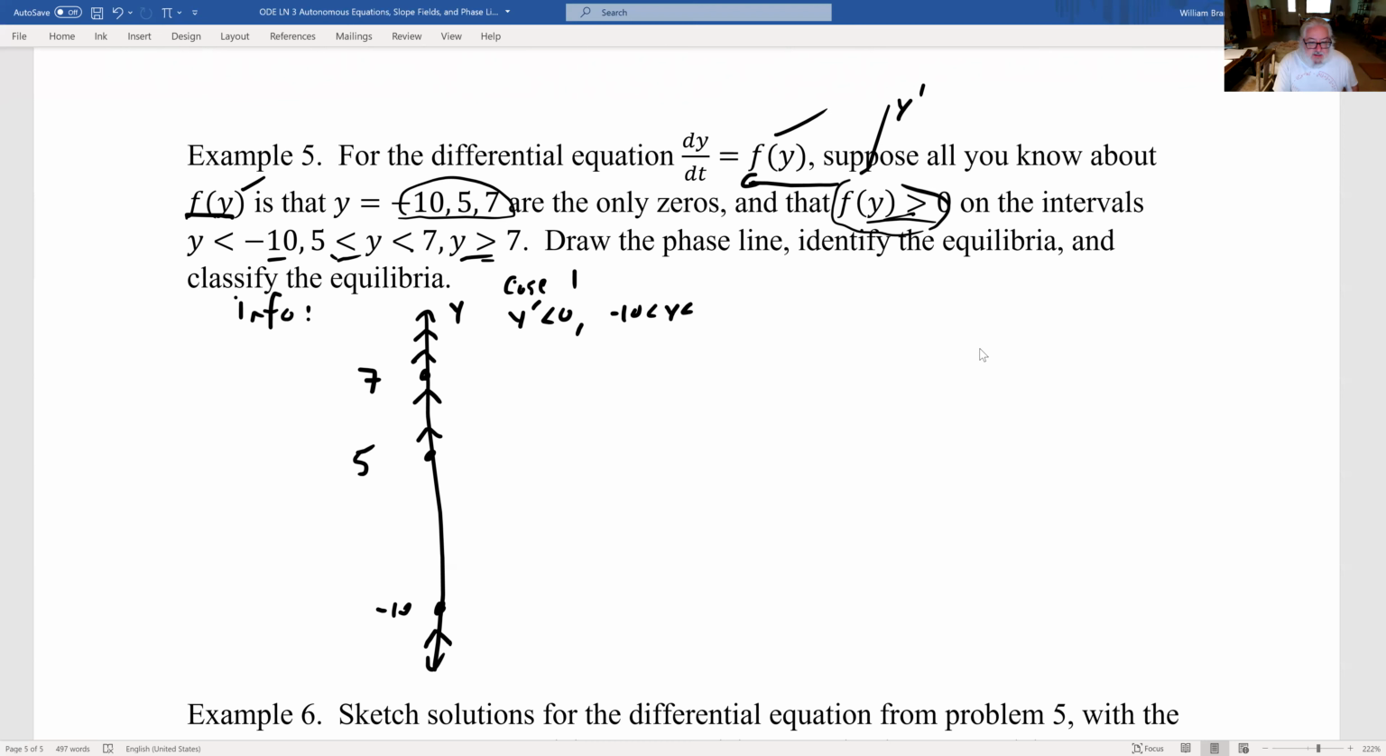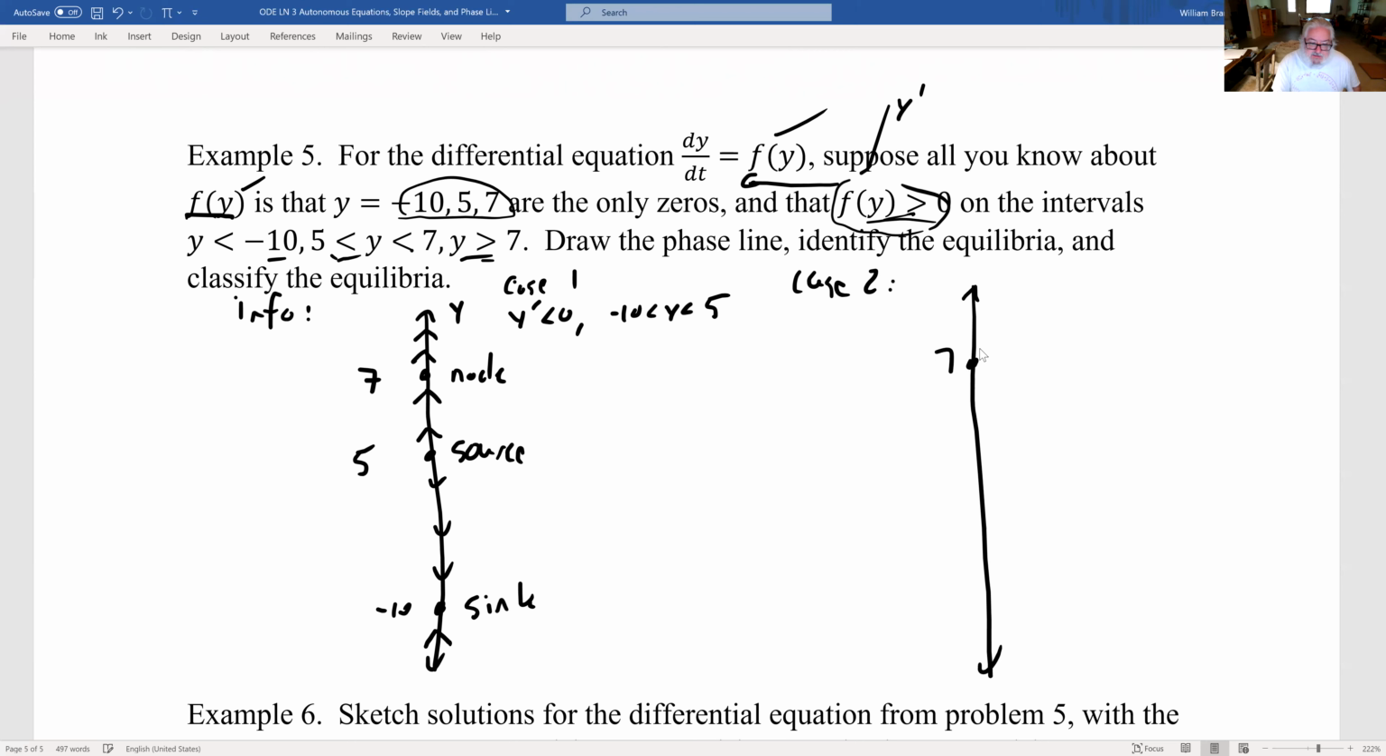So what are the possible cases? Well, one is that the derivative could be negative in here, and you get that, which makes this a node, this a source, and this a sink. Case 2, right? The basic info again is 7, 5, and minus 10 are our equilibria. Positive here, positive here, positive here.